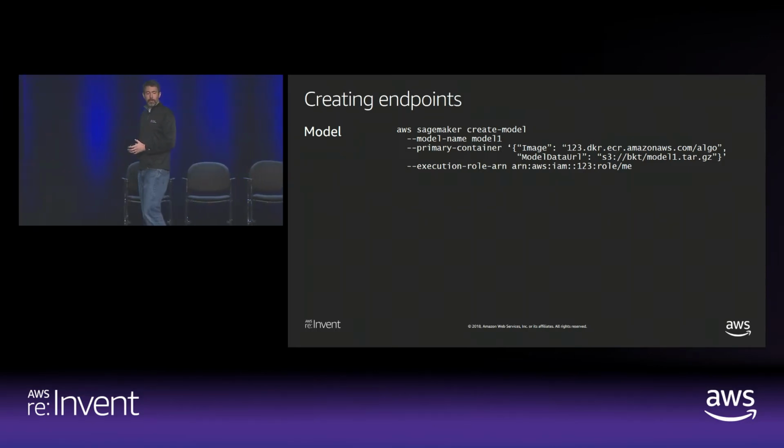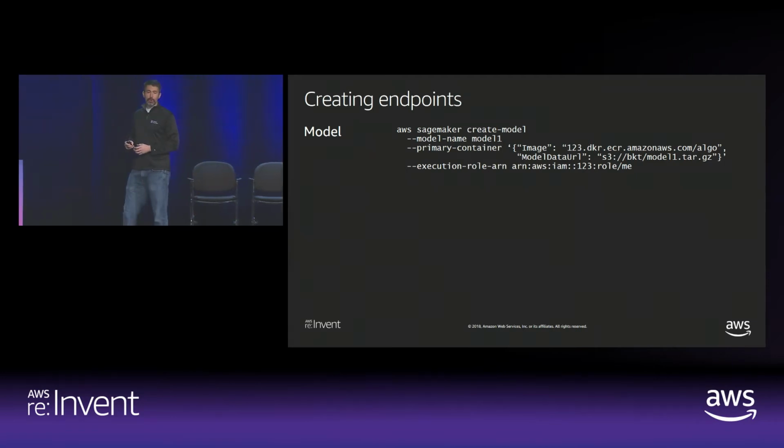So we've trained our model in SageMaker. We're going to run AWS SageMaker create-model. We're going to give it a model name. We'll just call it model1 in this case. We're going to point it to an image. This image is a container living in ECR, and it has logic that can load in the model that we've trained and generate a prediction. And that's all you need to have really set up in this container.